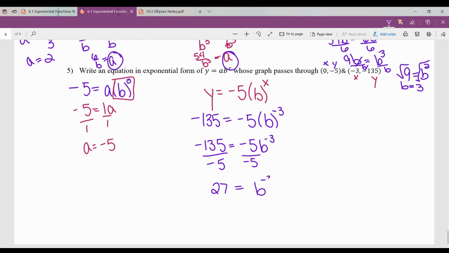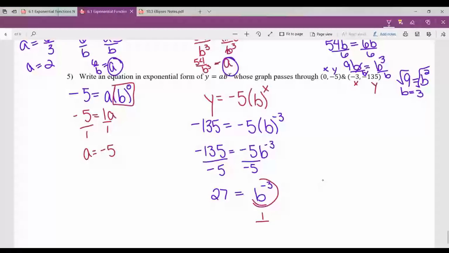b to the -3rd. All right, so now we're going to throw it back to last chapter where we talked about what you do if you have a negative exponent. Well, if you have a negative exponent, we write it as 1 over b to the +3rd. Okay, so now we have 1 over b to the 3rd.